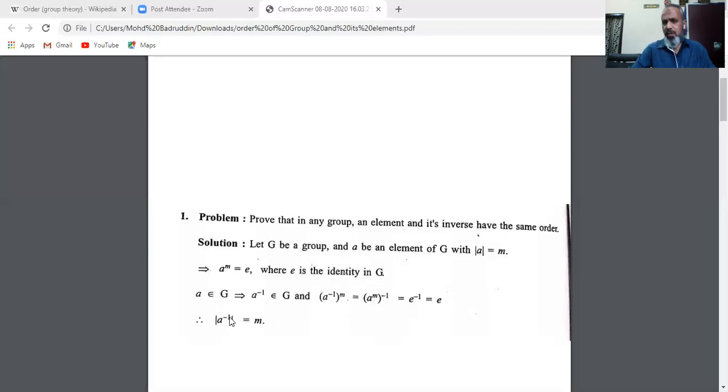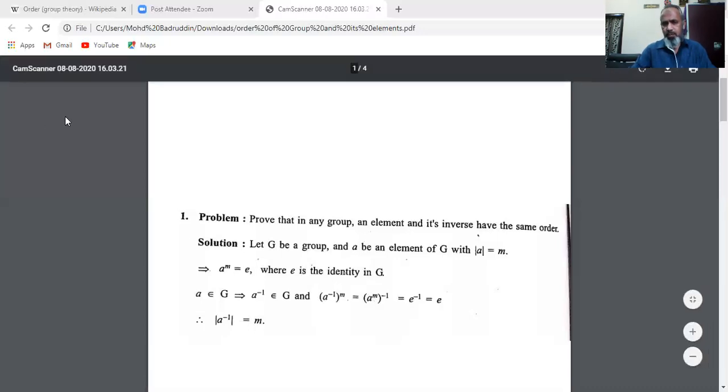So what is a inverse? a inverse is the inverse of a. What is a? a is an element of the group G. So the order of a is equal to m and the order of a inverse is equal to m, meaning the element and its inverse have the same order. So this is the proof of the given problem. Order of a is equal to m, order of a inverse is equal to m, meaning in a group, an element and its inverse have the same order. So I think it is clear.